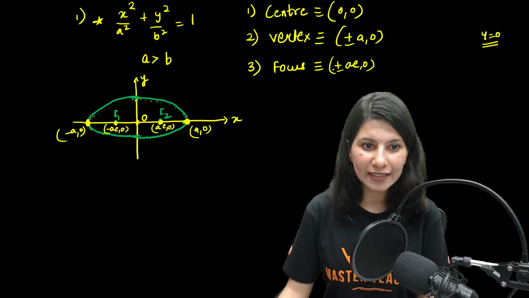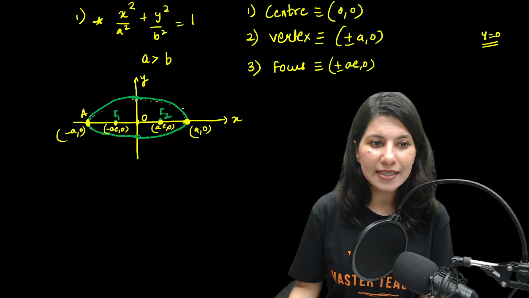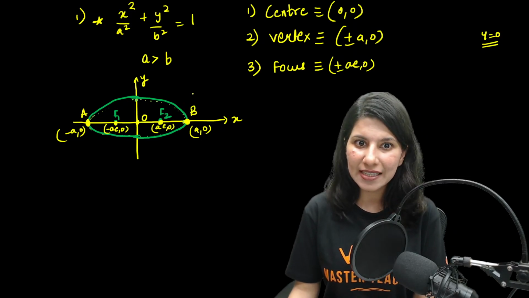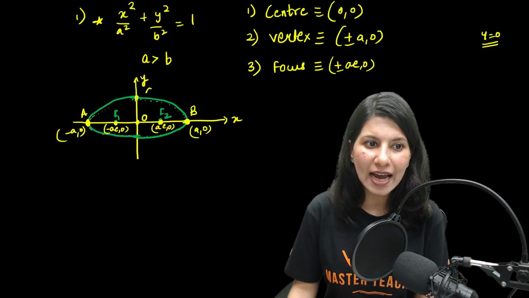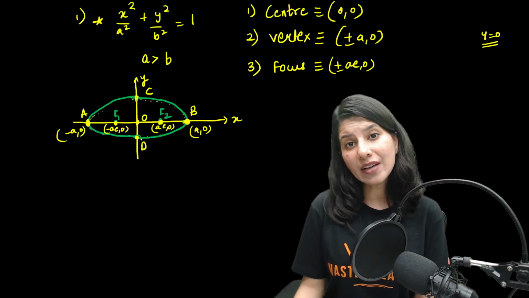Okay, all right, clear. Now, can you see this point, let me mark it as A and B. A and B in this case are the vertices, right? What about C and D? Can you just calculate the coordinates of C and D? And by the way, how will you calculate?